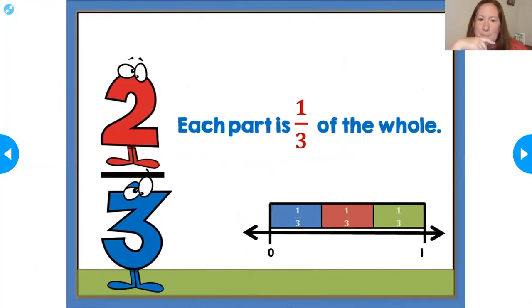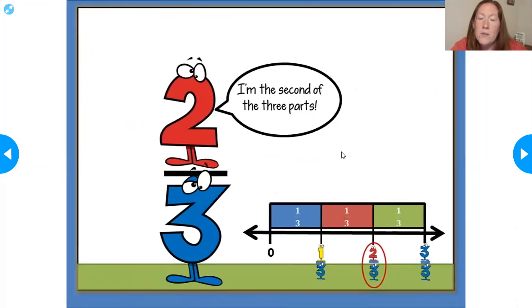The numerator, each part is 1/3 of the whole. Did we talk about each section or each space being 1/3? So this is 1/3 plus 1/3, that gives me that 2/3, and plus 1 more third, it's that 3/3 or 1 whole. So the 2 in the numerator is telling me that I'm the second of the 3 parts. So we would be looking at 1/3 plus 1/3 gives us that 2/3 label. How did you do? I think we did pretty good, friends.